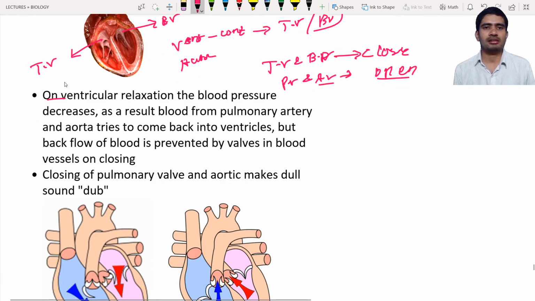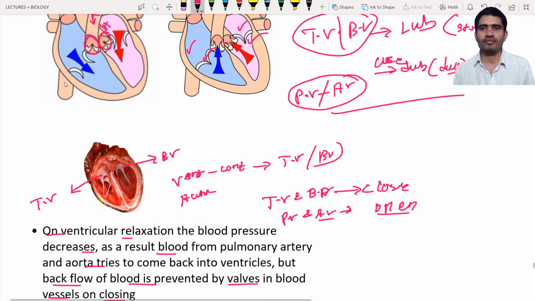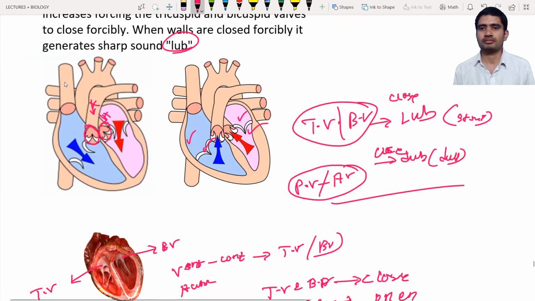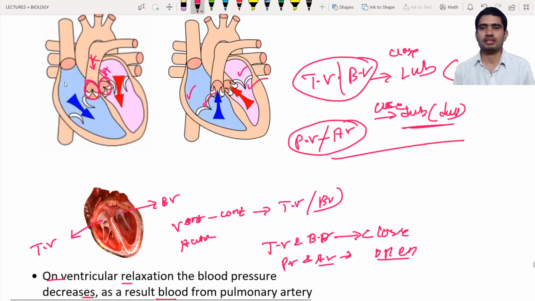So in ventricular contraction, the blood pressure decreases. As a result, the blood from the pulmonary artery tries to come back. As a result, backflow of the blood is prevented by the valves present in the blood vessels. On closing, what we have just discussed produces a dull sound known as dub. Okay, so you can see here, just now we have written, yeah, this is the dub sound.